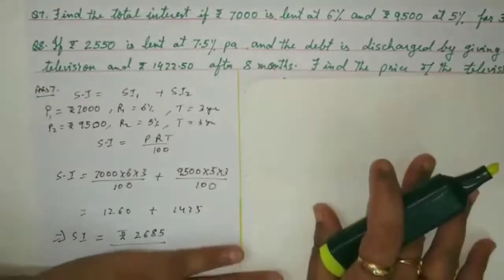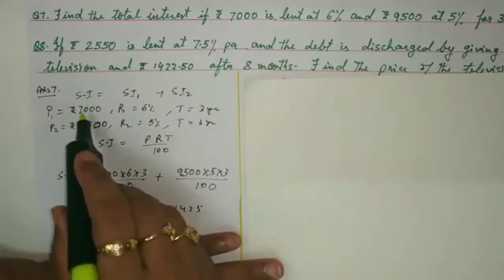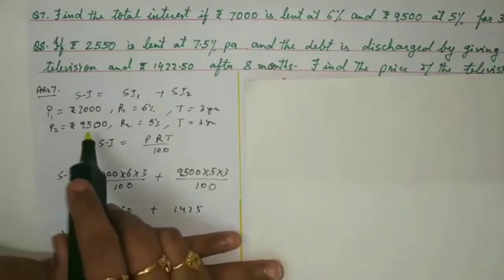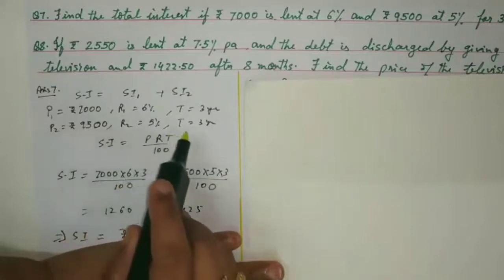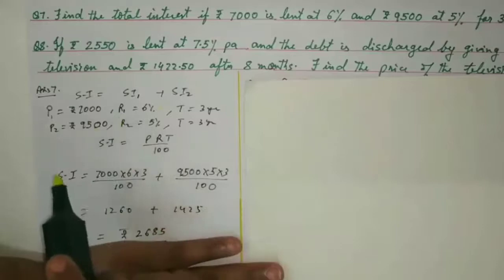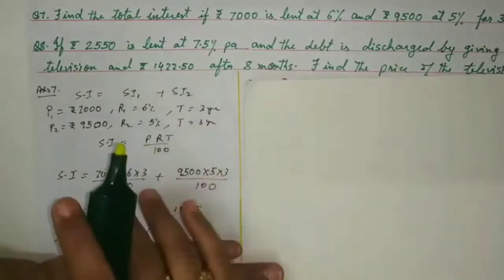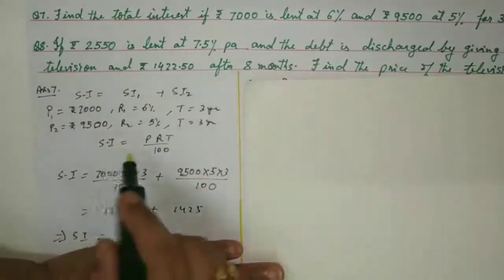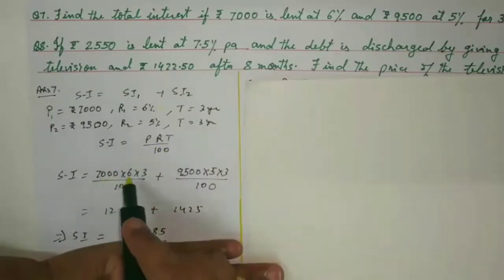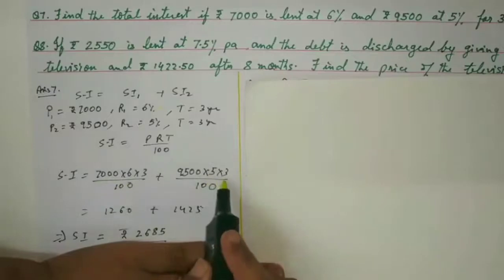So now we go to P1 is 7,000, R1 is 6%, time is 3 years. P2 is 9,500, R2 is 5% and time is 3 years. Time is same for the two. Rates are different, principals are different, very clearly mentioned in the question. Now we come to the formula. SI is PRT by 100. So SI1 is P1, R1, T1 by 100 and P2, R2, T2 by 100.